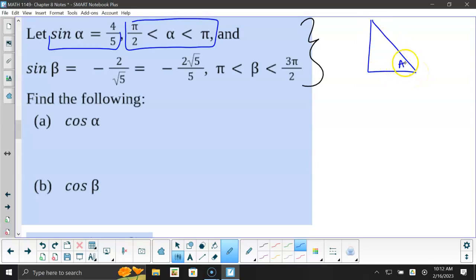All right, so I've got my alpha, right triangle. Now they tell me it's sine, so it's 4/5. And it's in quadrant 2. So that means this is a -3. That's just Pythagorean theorem. With that, we're as okay as we're going to be.